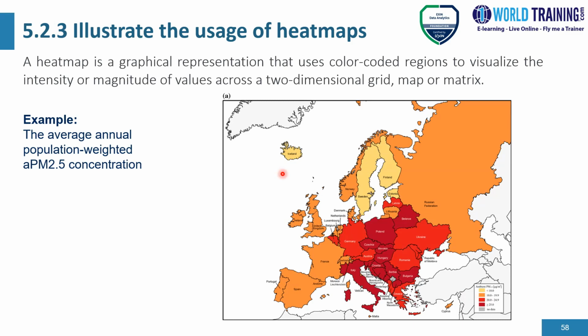Your heat map is a graphical representation which uses color coded regions to visualize the intensity and magnitude of values in a two-dimensional grid. It basically gives you the overall distribution and the overall population, how populated an area is based on the distribution of colors. In this example, the average annual population weighted PM 2.5 concentration is represented in this heat map.